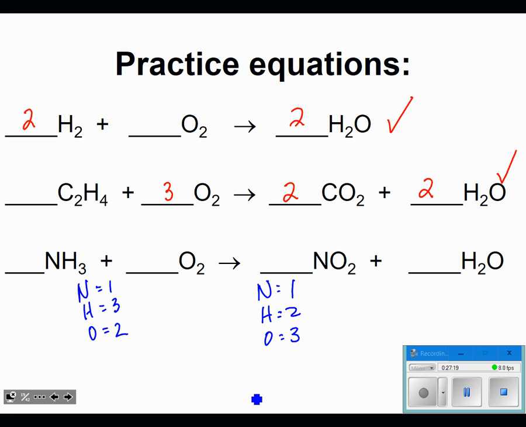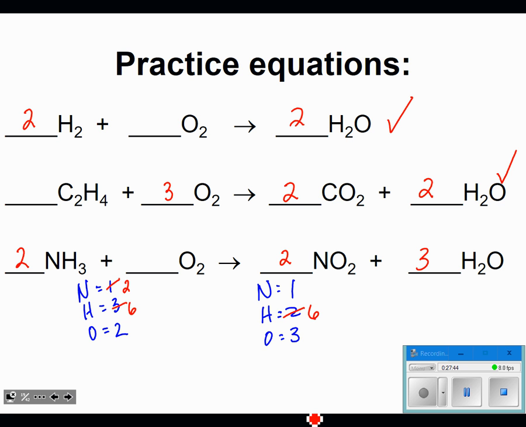So what can I multiply by 3 to get 6? That would be a 2. When I do that, I have to recount. So now I have 2 nitrogens and 6 hydrogens. On the other side, I'm fixing my hydrogens, so I'm going to do 3 here. That will make 6 hydrogens, and then I need to fix my nitrogens, so that'll make 2.